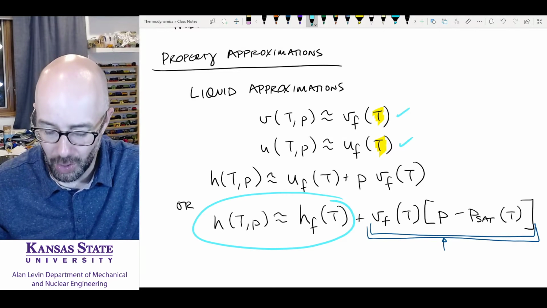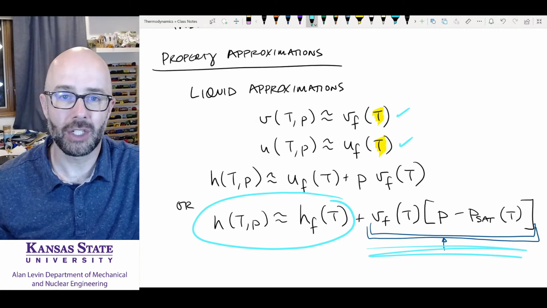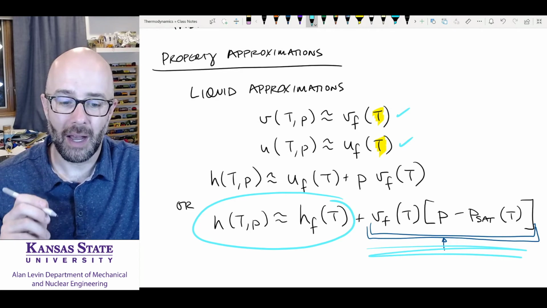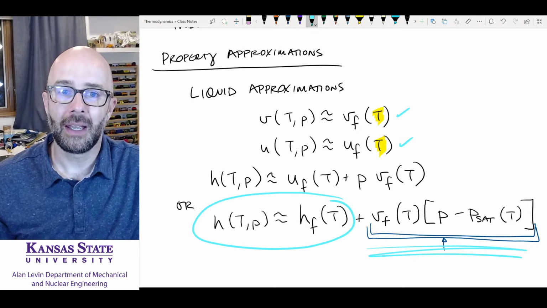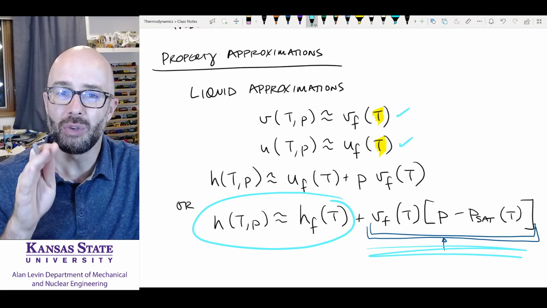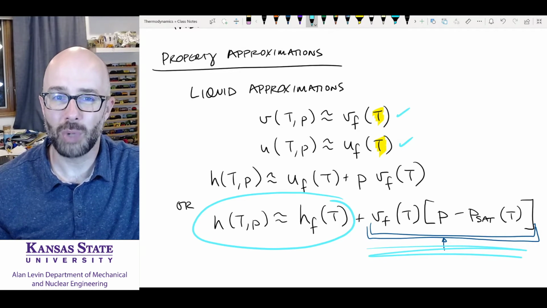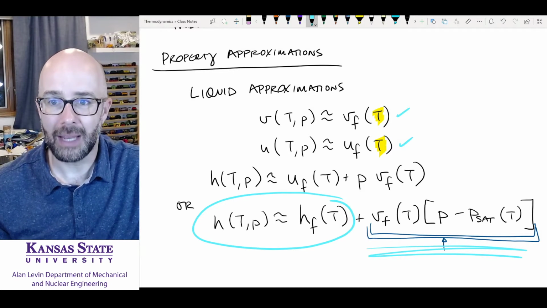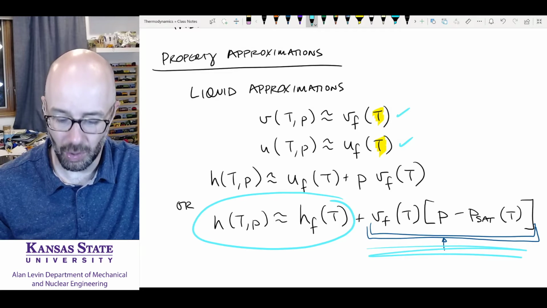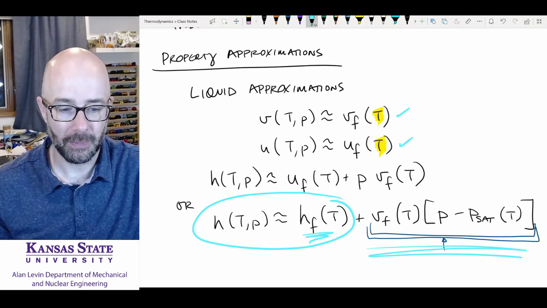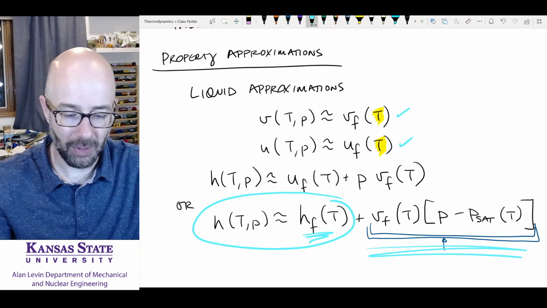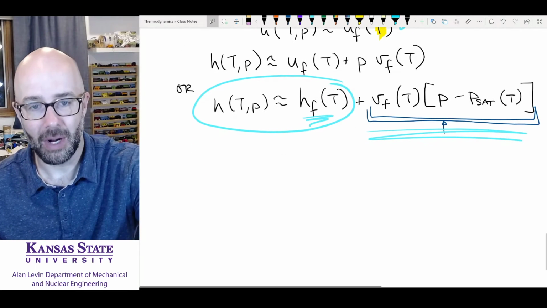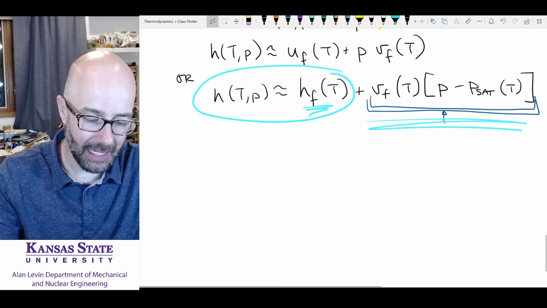This term over here is something you might be concerned about when you're dealing with very low pressures and temperatures. And I will tell you, you're just not going to need it in this class. In Thermo 2, you might need to use that correction term to correct from using this value. Okay, so that is the liquid approximation. The second type of approximation we're going to use is called the incompressible substance model.